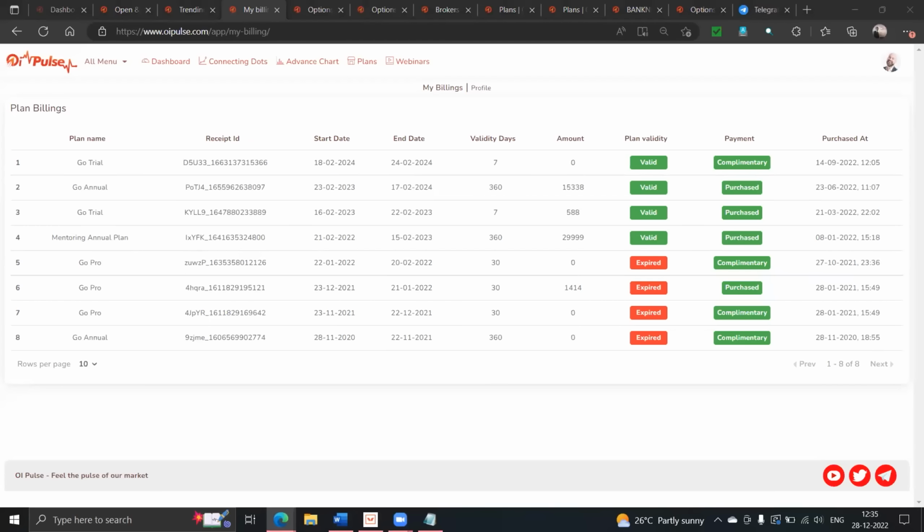Gaurav, you can buy a new plan so that you will be able to use all the plans which you have. You should be able to use all of them.